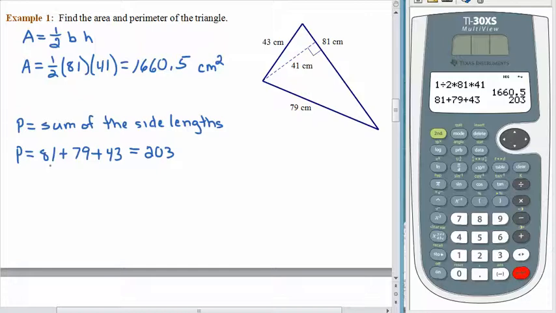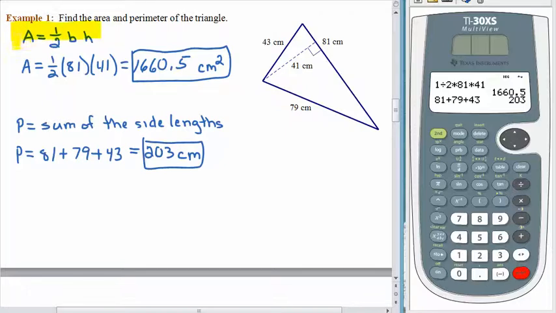203, well, this is 81 centimeters plus 79 centimeters plus 43 centimeters, and centimeters plus more centimeters gives us a whole bunch of centimeters. And there we go. We have an area and we have a perimeter. So you have a new formula then to add to your list of geometric formulas that you should know. Let's flip over to the next page.